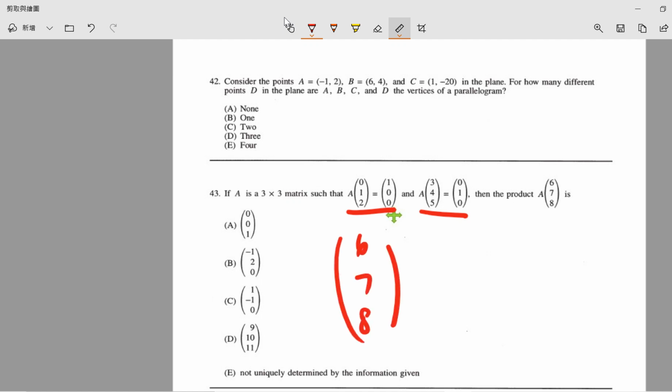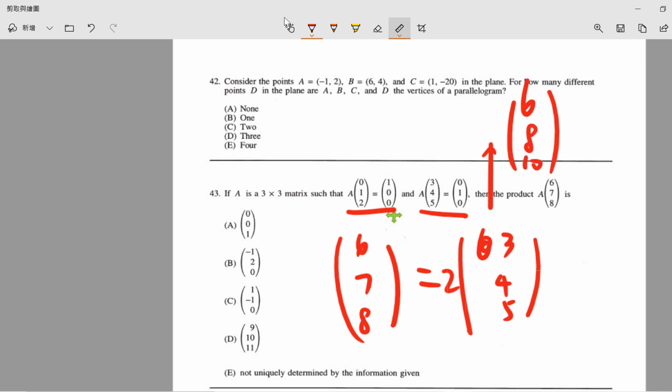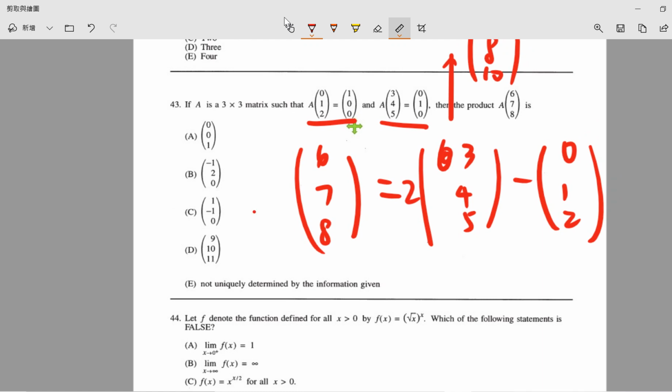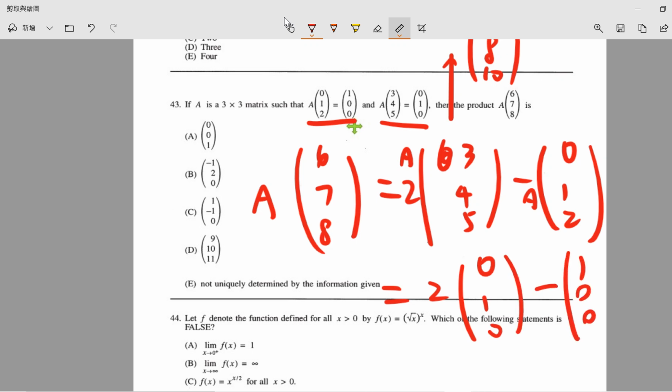So I can write (6,7,8) as 2 times (3,4,5) minus (0,1,2). Basically this is (6,8,10) minus (0,1,2). So take A at both sides. We get 2 times (0,1,0) minus (1,0,0). Basically it's (-1,2,0). So the answer is B.